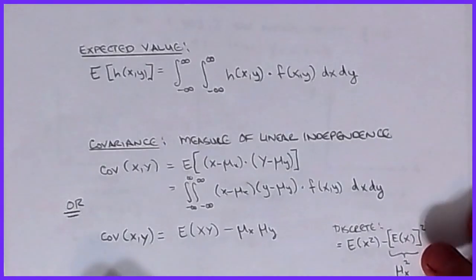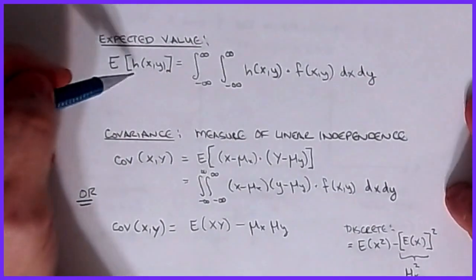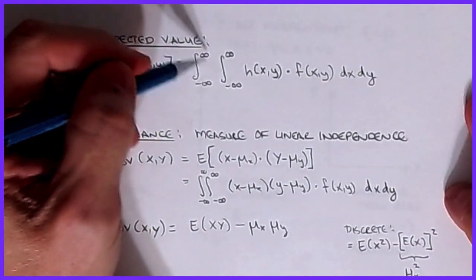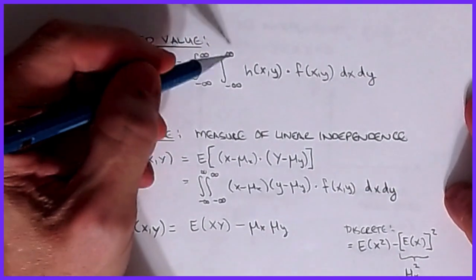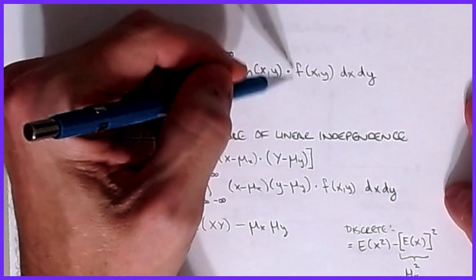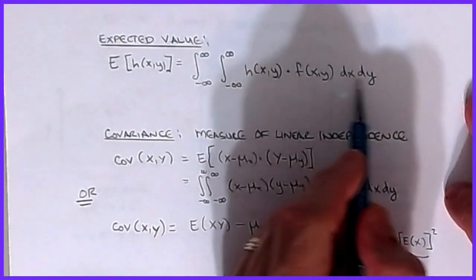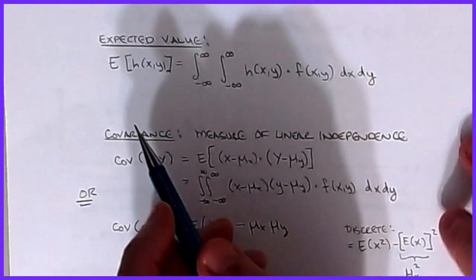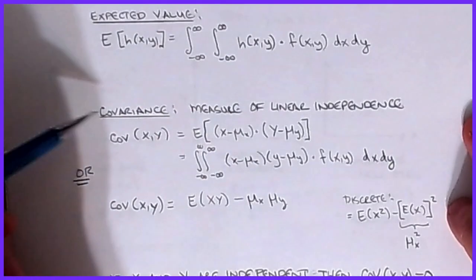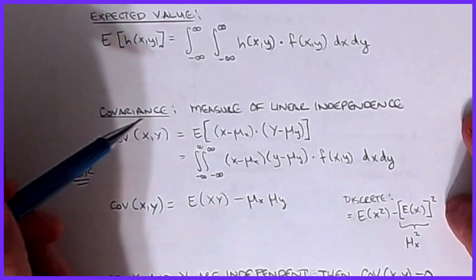All right, so the expected value isn't really any different. It's what you would expect. I've written the general form: the expected value of a function of x and y is the integral from minus infinity to infinity, on both integrals, of the function multiplied by the probability distribution function. So h of x, y times f of x, y, integrated with respect to x and y over the entire domain. That's basically the same as what you saw before, no real surprise. The covariance, on the other hand, is a little bit different, and it is considered to be a measure of linear independence.